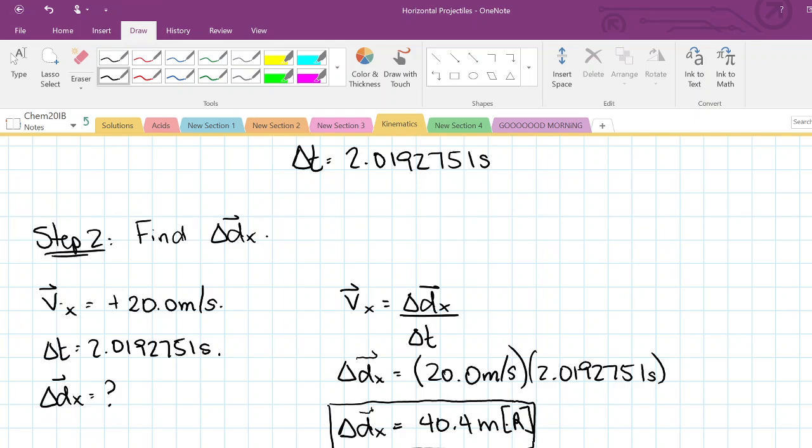So the bike lands 40.0 meters away from the cliff. So that's a pretty typical horizontal projectile problem.